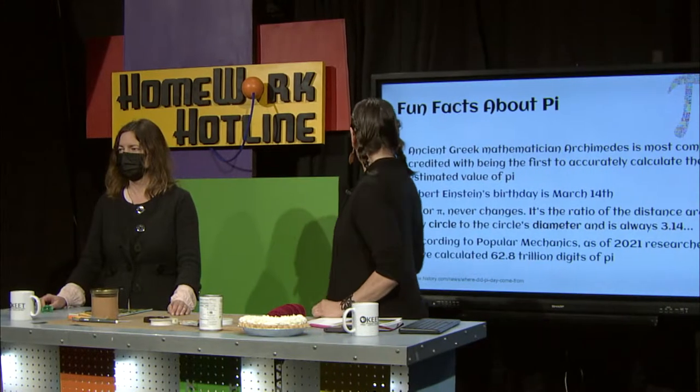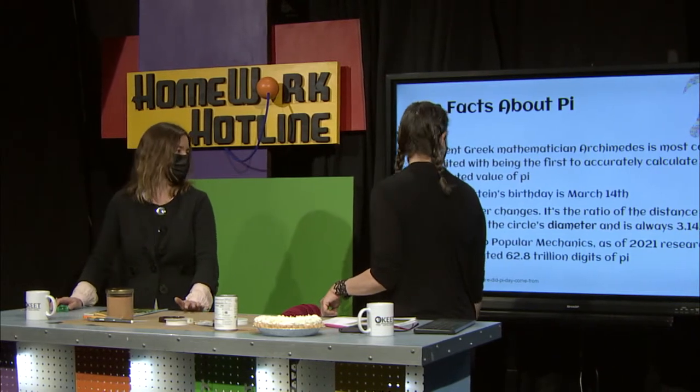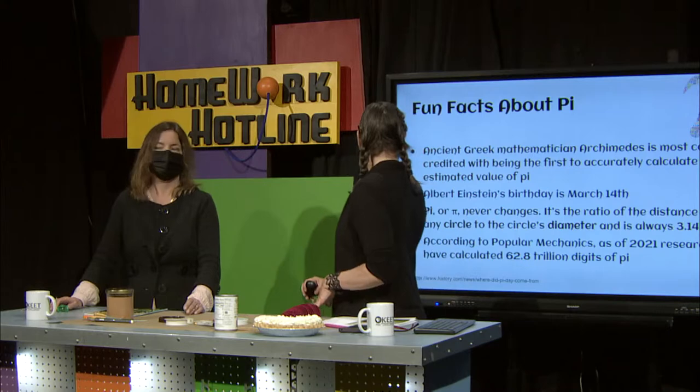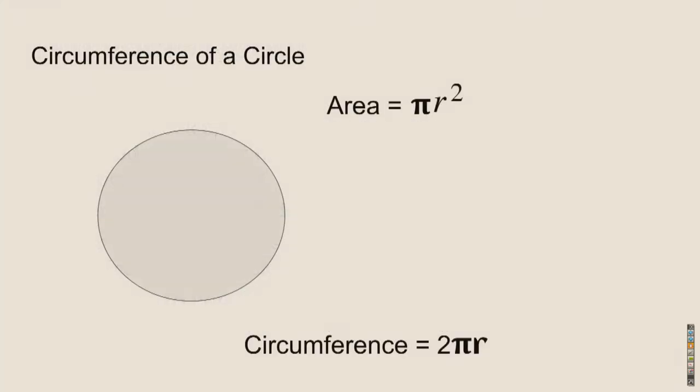According to Popular Mechanics, as of 2021, researchers have calculated 62.8 trillion, with a T, wow, digits of pi. I'm guessing with supercomputers. With supercomputers, of course. Absolutely. That's amazing. Pretty incredible. We couldn't count to 62.8 trillion in a lifetime. No, not if we dedicated all of our time to it.